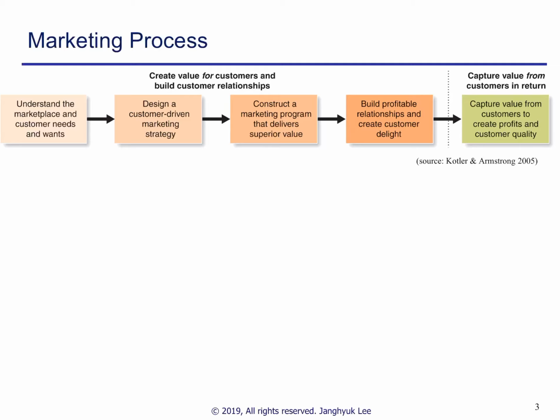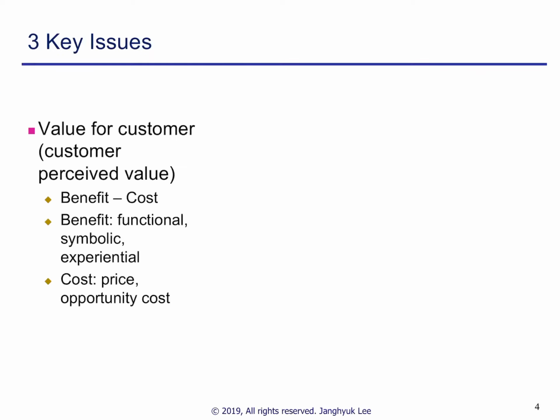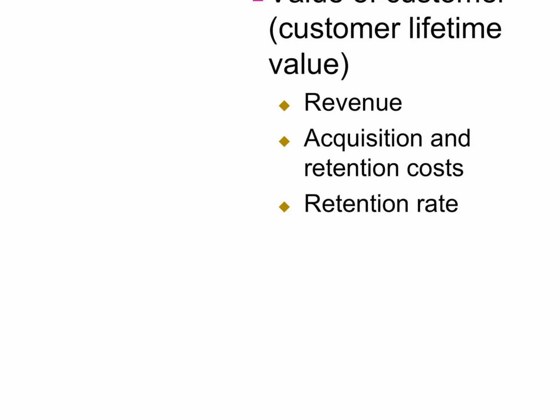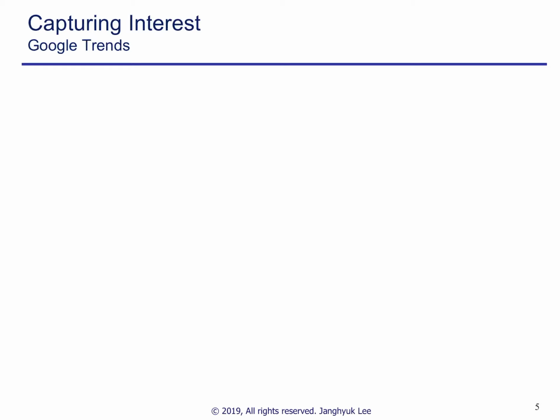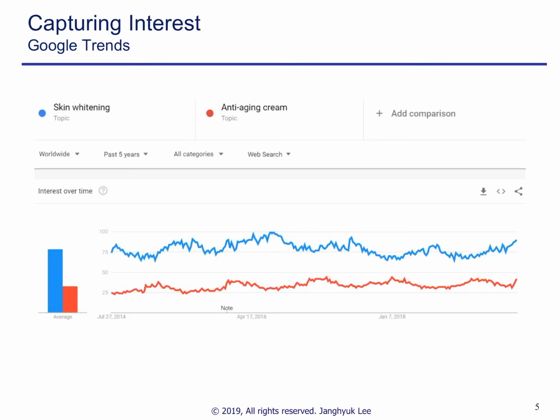So it's time to look at what we can do with digital in this marketing process. As an example, what we can do in digital is, for example, use services like Google Trends to capture consumers' interest. I hope that many of you are familiar with this Google Trends service. If you are not, you can type Google Trends in a search engine. You can find this kind of interface where you can place keywords.